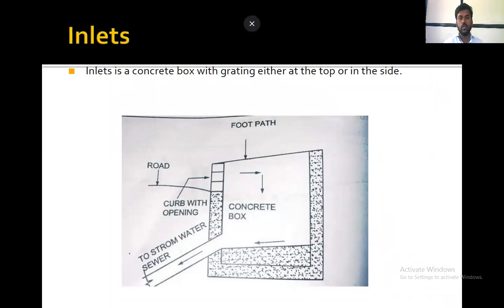See here, the concrete block box is provided here. The water that is on the road enters through the curb, which has an opening. It enters into the concrete box, then it is forwarded to the sewer system. It is a simple technique, provided beneath the footpaths.